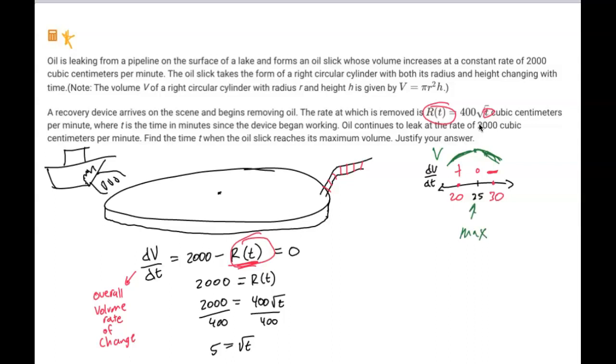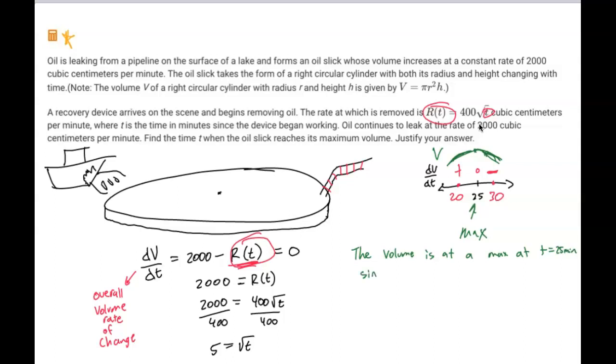Does that make sense? Now we have to justify our answer. Is the number line enough for the AP graders as a justification? No, you just need to kind of verbally explain how you know. So we're just going to say the volume is at a max at T equals, what are our units here? Do we have units? So its time is going to be in minutes. So time equals 25 minutes.